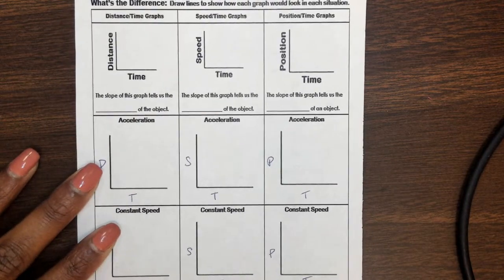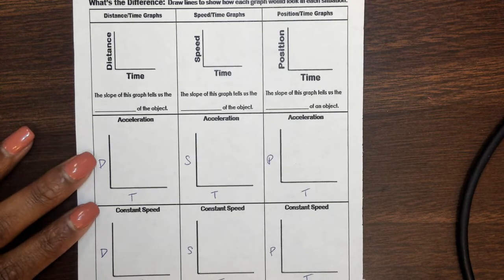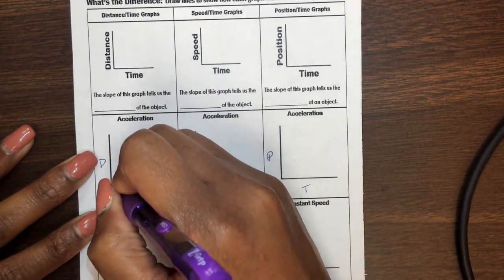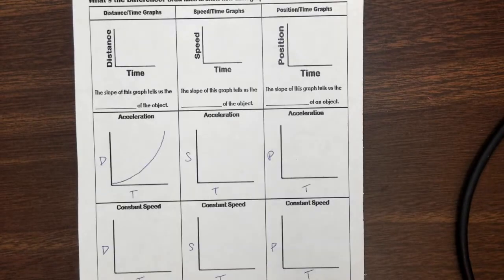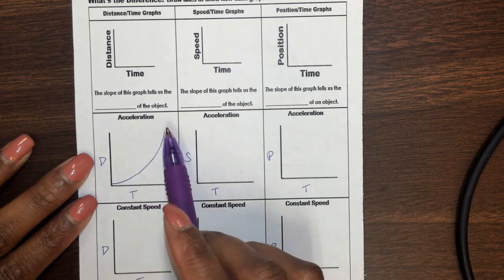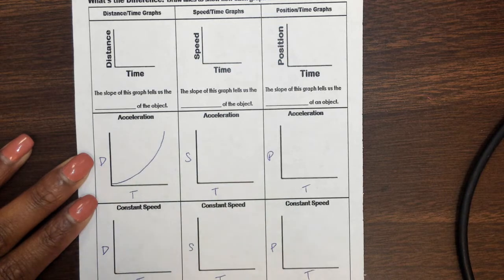Okay. So for this graph, I want to show that the object is accelerating, which means speeding up. That means that the distance is increasing and also the time, but at a fast rate. So in order to show acceleration, we know that that is a curved line. So we should have a curve showing a fast increase. So the distance is increasing really fast, also with the time.